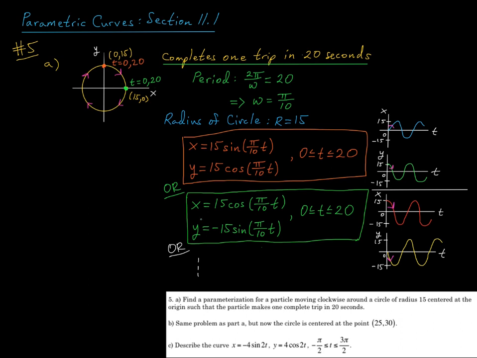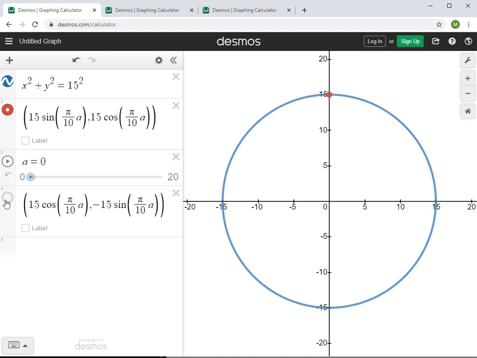And by this choice of cosine for x and then a negative sign for y, this will give rise to a clockwise orientation, because notice x starts at 15 and then in the next few moments will decrease, meaning we're moving to the left, and y, since it's a negative 15 sine, will also decrease in the next few moments, meaning we're moving down. So we're going to move to the left and down, and that's giving us a clockwise orientation. And we can check that answer here. This point in green, I've just entered in those parametric equations. When I hit play, I can see, again, we're moving in a clockwise fashion, and we complete one trip in 20 seconds.